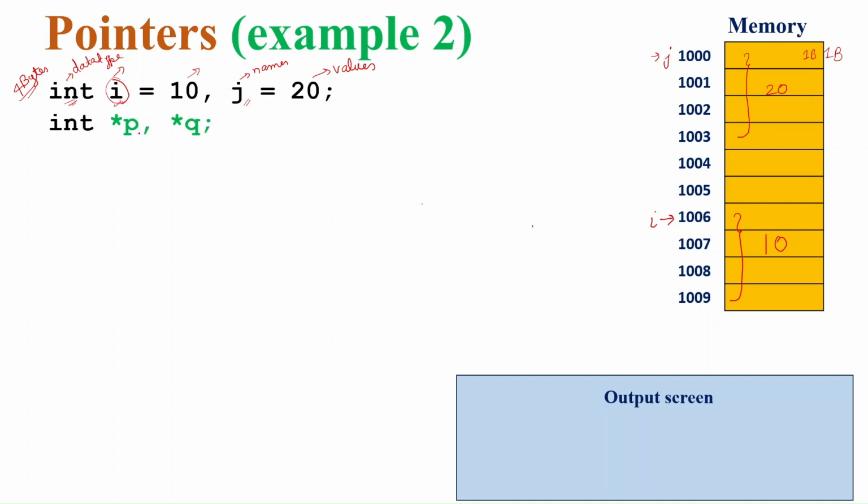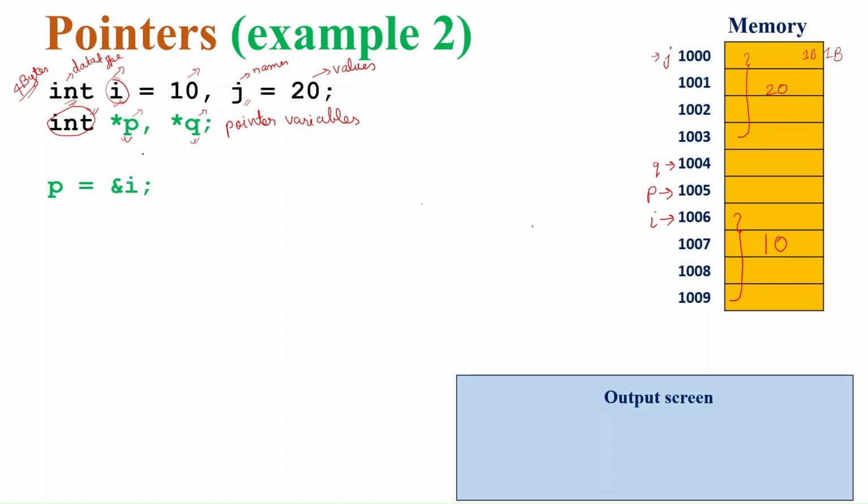Now in the next line, we have the pointer variables p and q. These are pointer variables. Since these are also variables, they are also going to occupy some memory space. So suppose p is assigned memory address 1005 and q is assigned memory address 1004. So you don't get confused with this int data type: the data type of a pointer variable tells which variable's memory address it is going to store.